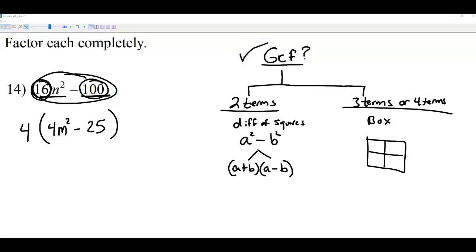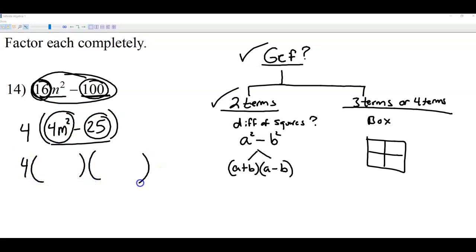Now, how many terms are in here? I see 2 terms, which means maybe it's a difference of squares. It doesn't have to be, but it might be. Is this a difference of squares? Well, that's a perfect square, and so is this. So yes, it is a difference of squares because they're being subtracted. So what multiplies by itself to make 25? Well, that would be 5 and 5. What multiplies by itself to make 4m squared? Well, that would be 2m and 2m. One's going to be a plus and one's going to be a minus. And at that point, we're done.